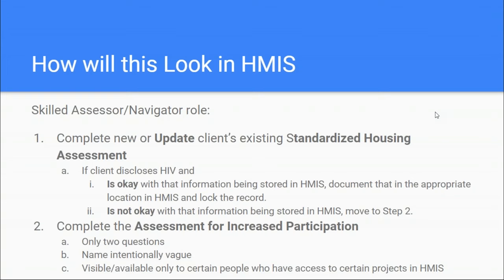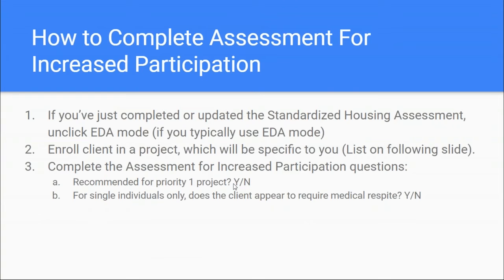If they're not okay with that information being stored in HMIS, then we're moving on to step 2, which is you're going to complete a completely different assessment. It's only 2 questions, and we called it something vague. It's the assessment for increased participation, and it's visible and available only to certain people. Okay, so how to complete the assessment for increased participation.